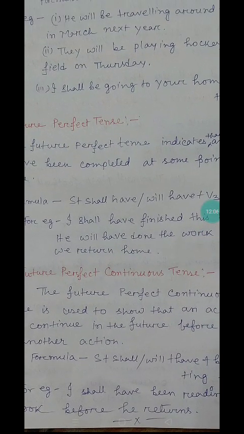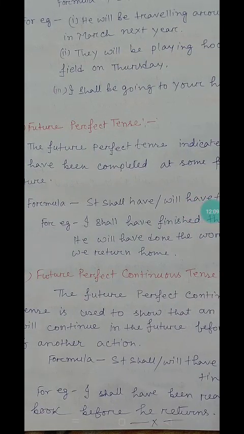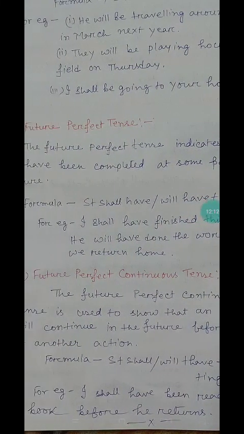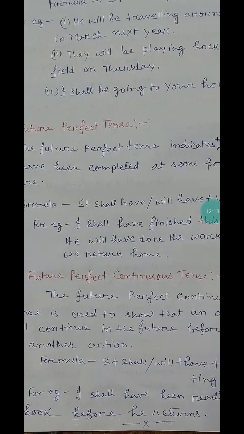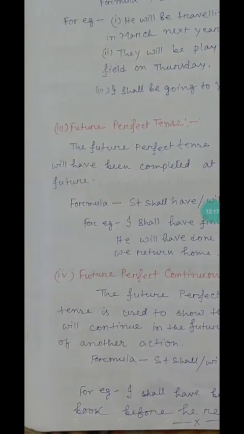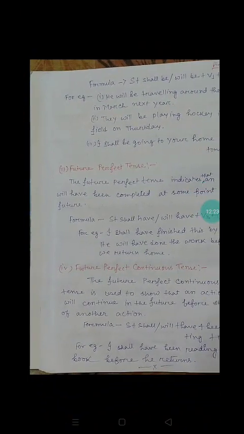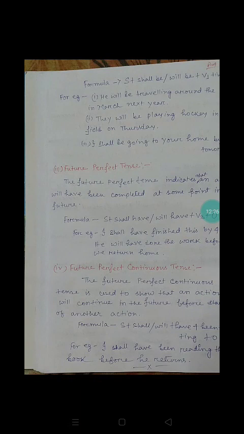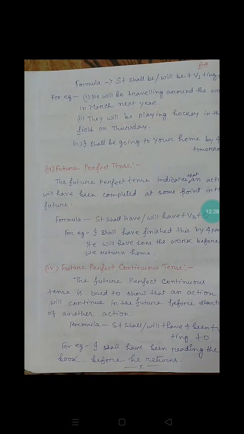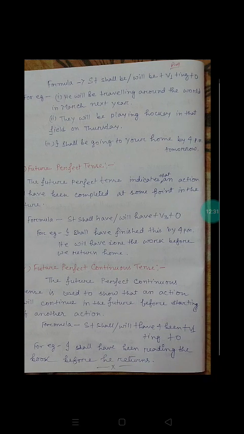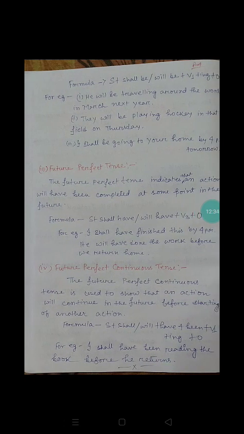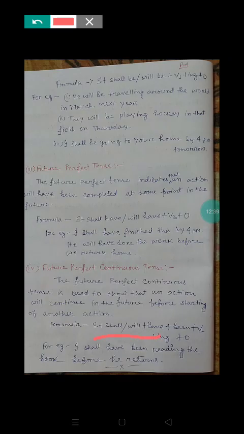The last tense of the tense family is the future perfect continuous tense. The future perfect continuous tense is used to show that an action will continue in the future before starting of another action. Again I am saying, the future perfect continuous tense is used to show that an action will continue in the future before starting of another action. Formula: subject plus shall or will plus have plus been plus verb 1 plus ing plus object.